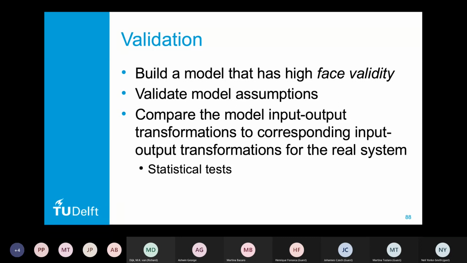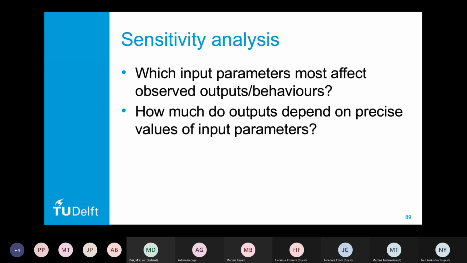Linked to validation, and very useful, is doing a sensitivity analysis. So here in sensitivity analysis, the question is, of the observed behavior, which of the input parameters gave the most effect? You know, the variability we see in the output, how sensitive is that to which of the input parameters? And actually, are the precise values important or not so important? Sensitivity analysis is very useful sometimes for answering some of these questions.